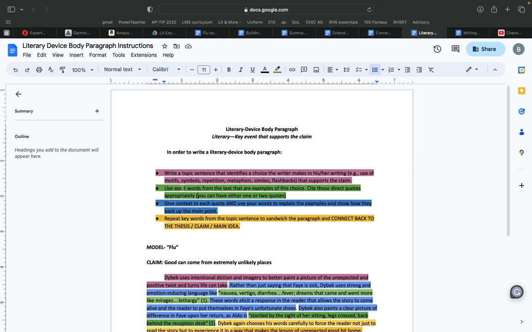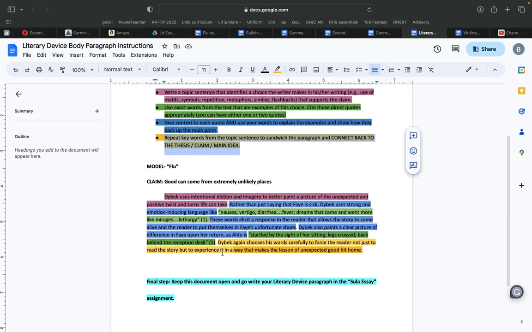Just like always, exact words from the text. Cite things appropriately. We have talked about that. As always, give context to each quote and use your words to explain the examples and how they back up the main point. So context before and after. Set the quote up, tell me when it happens, and then afterwards tell me how the quote matters, explain it, over explain it. And then finally, sandwich the paragraph, remind me what you prove, like what your first line was about, and connect back to your thesis or your main idea.